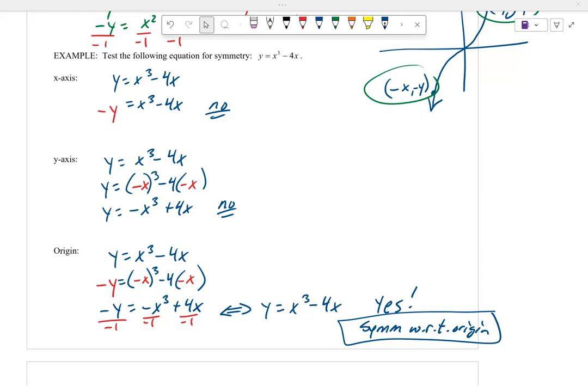All right, there's your solutions for this one. If you're checking it symmetric with respect to the x-axis, you replace y with negative y. Clean it up, not the same as what you started with. Is it symmetric with respect to the y-axis? Replace x with negative x, clean it up. It's not the same as what you started with. Finally, is it symmetric with respect to the origin? Replace x with negative x, y with negative y. And that one does clean up, if you notice, to be the exact thing that you started with. So this one is symmetric with respect to the origin only.